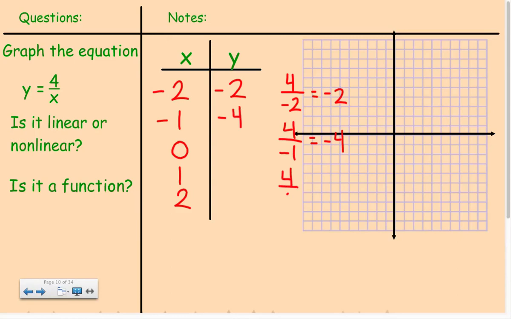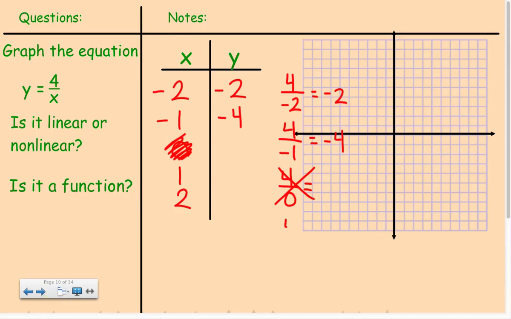4 divided by 0, is 4 divided by 0, 0? Well, let's see here. If I put it in the calculator, you end up with a divide by 0 error. So that means there is no answer for 4 divided by 0. So we don't want to use the 0 in our x values this time. We're going to have to pick another one.